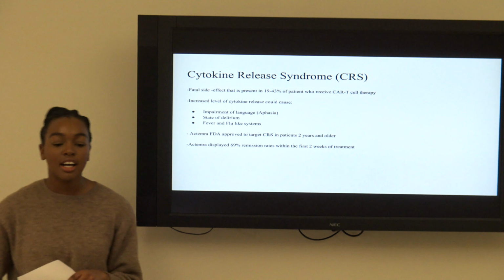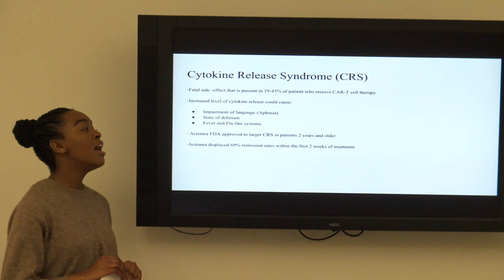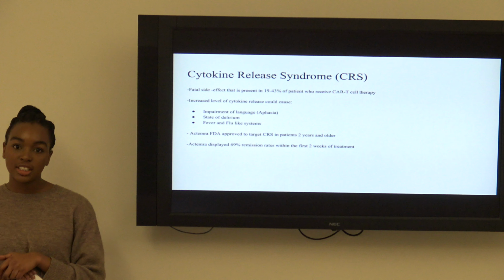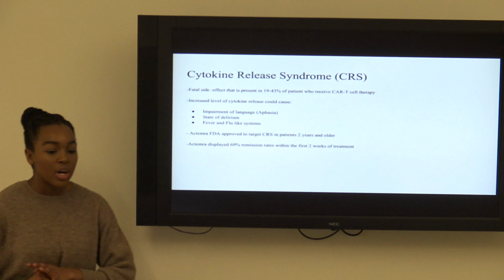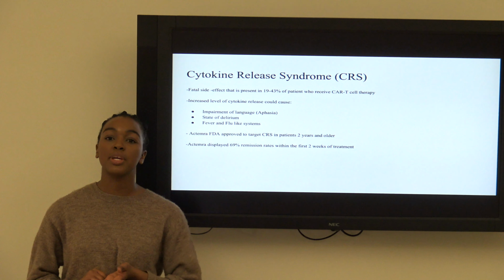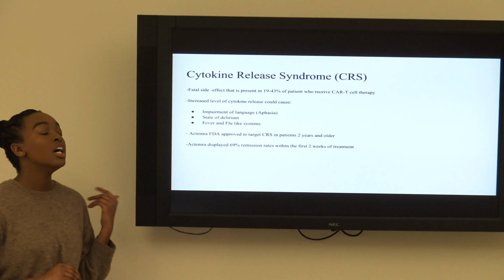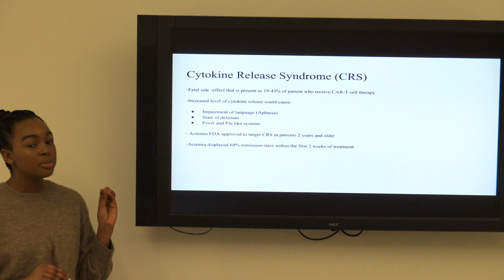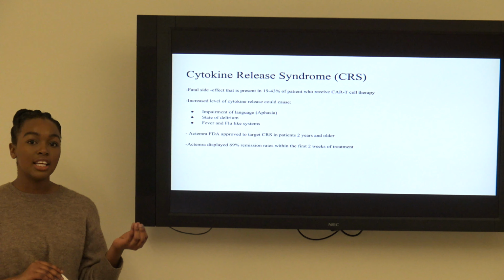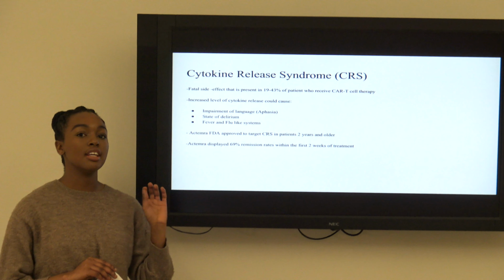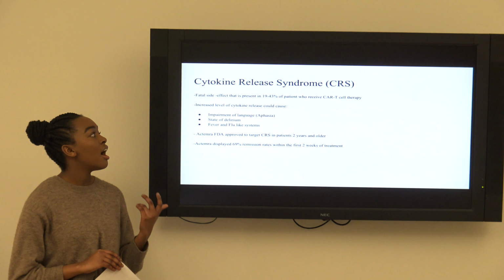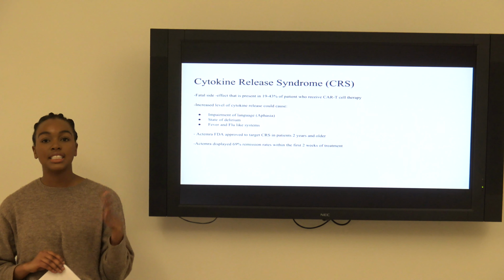Lastly, talking about cytokine release syndrome, this has been the most fatal side effect of the CAR T therapy. About 19 to 43% of patients that are given the CAR T therapy will show symptoms of CRS. As I mentioned previously, cytokine will be released when the T cell releases the toxins to kill the cancer cell. This is because it increases the T cell's function.